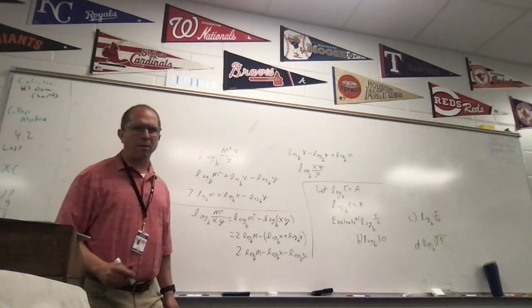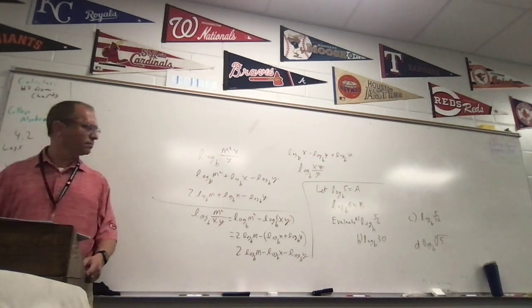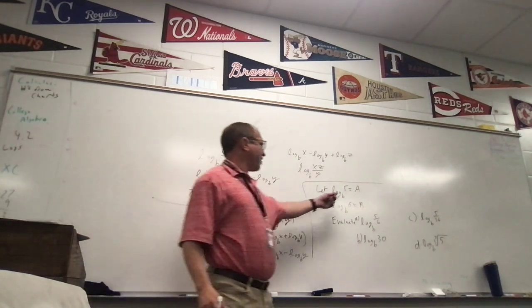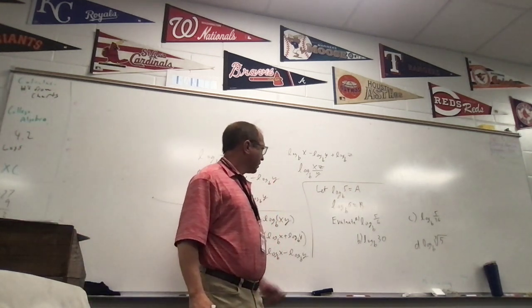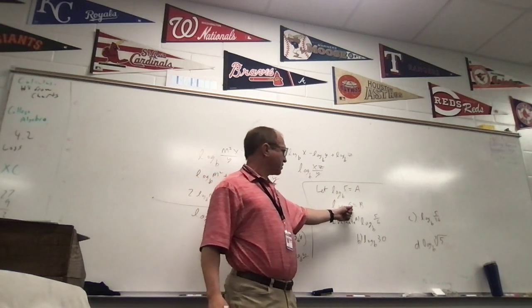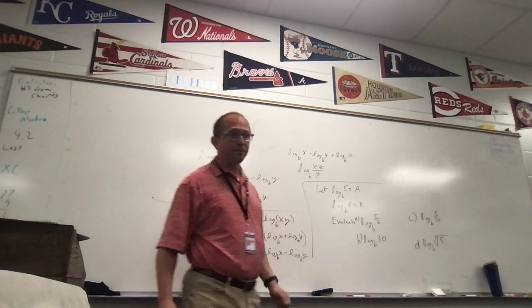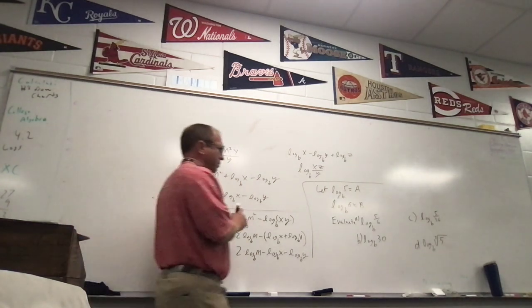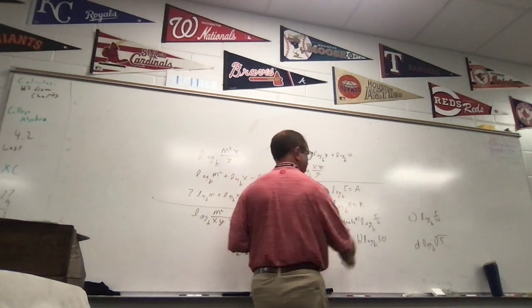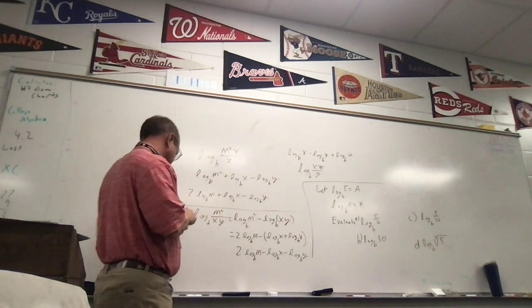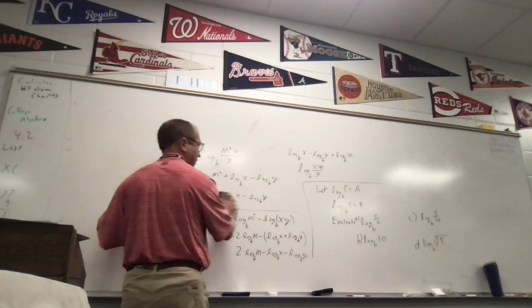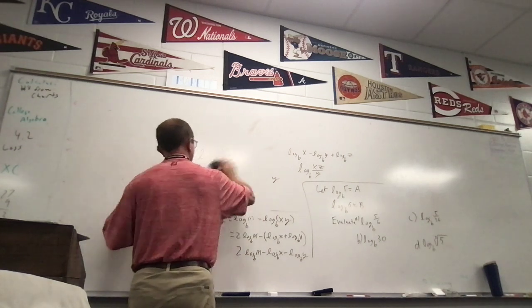Okay, so I've got 4 different problems up there. I'm defining the log base b of 5 to be a, and I'm defining the log base b of 6 to be capital B. So these two b's are in no way related to each other. Because if they were, if I had the log base b of b, it would be 1.